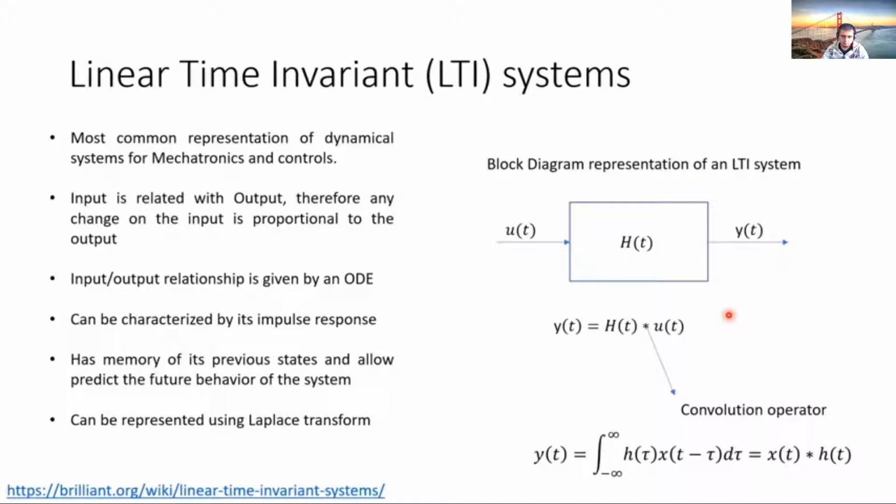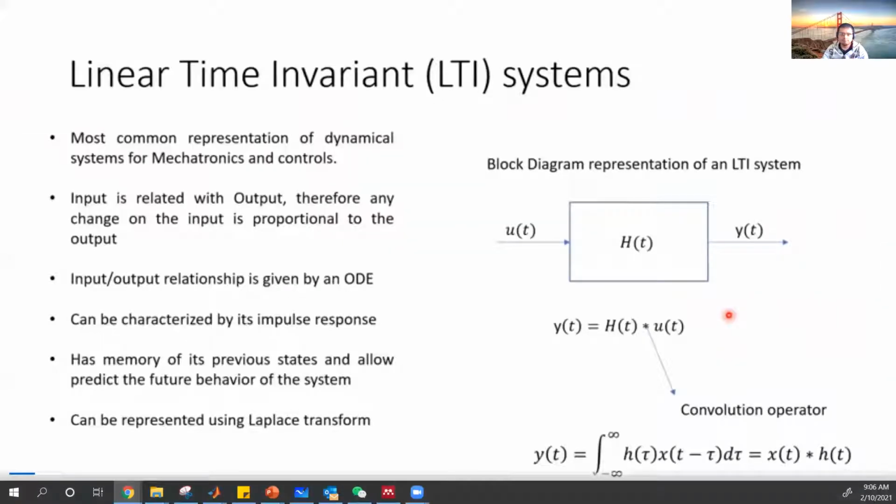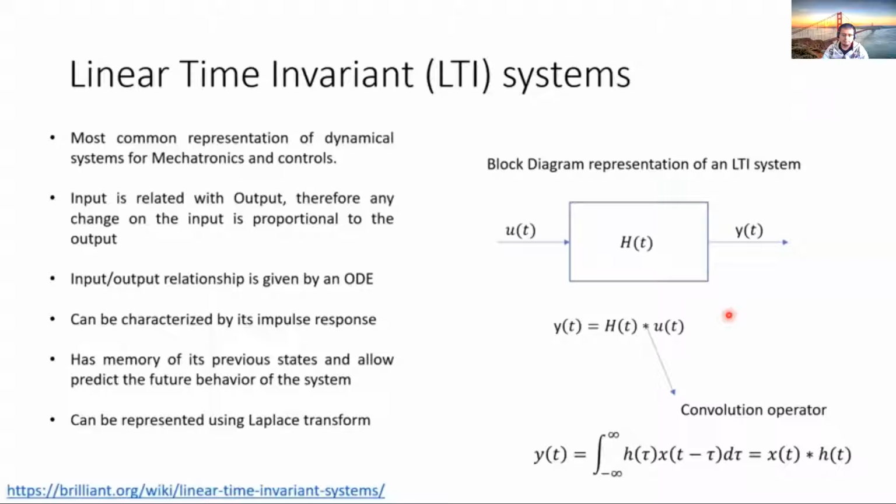Some important things about these systems is that you can characterize it using impulse response or natural response of your system in a more straightforward way than any more complex system. Its behavior depends only on current and previous values of the system behavior, and you can, in that sense, predict the future of the system. So this is useful for us in terms of control because we can simulate the performance of our system as the time goes to infinity. And another really good advantage of using LTI systems is that we can represent it using Laplace transformation.